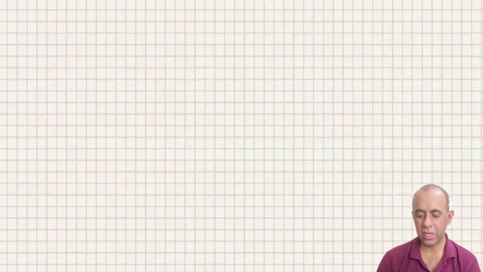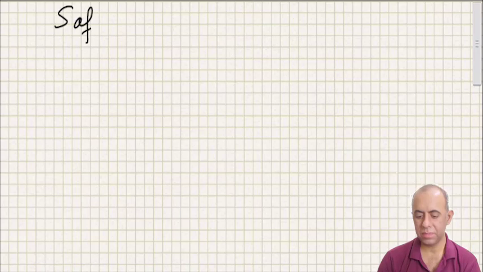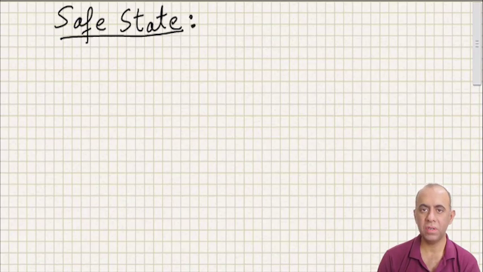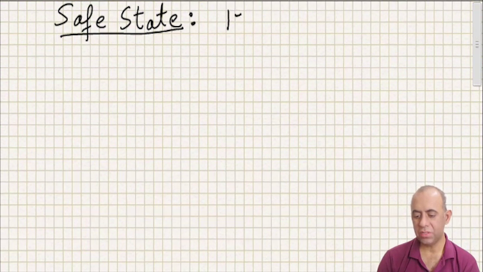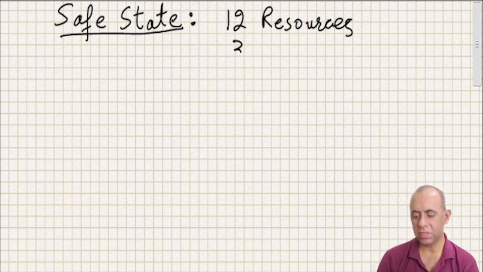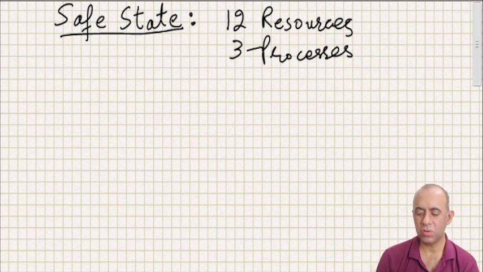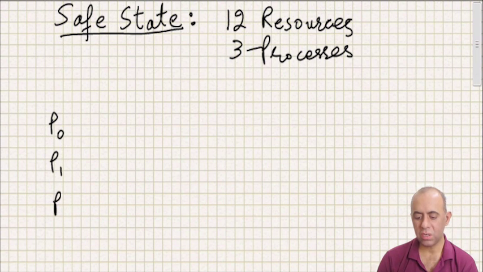So let's look at what a safe state is, and I'm going to explain this using an example. For example, we have 12 resources of the same type, right? We have 3 processes. So for example, we have any kind of 12 resources, and all the 3 processes. For example, one process is called P0, the second one is called P1, and the third one is called P2.